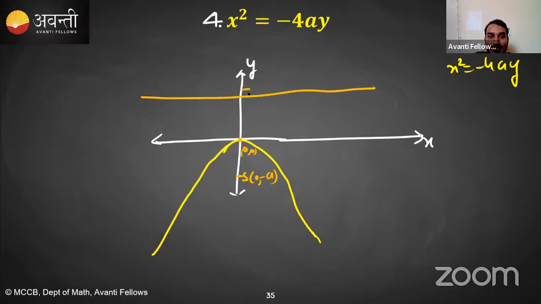This is y equal to a. तो ये हो गई डायरेक्ट्रिक्स. डायरेक्ट्रिक्स क्लियर. Okay, very good, Anjali. Very good, everyone.